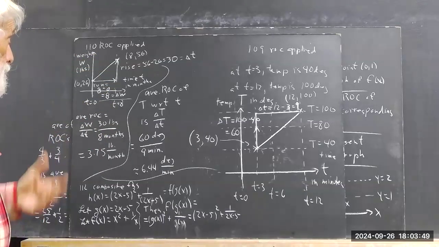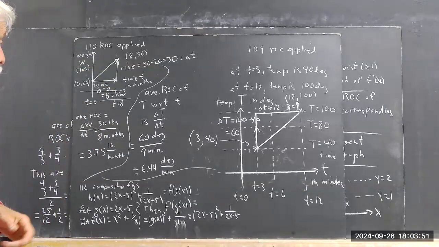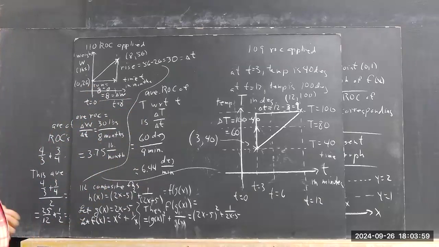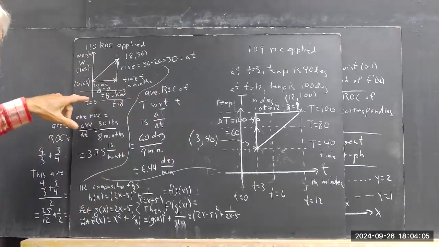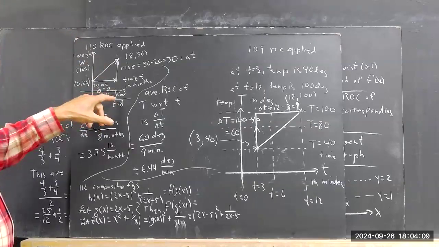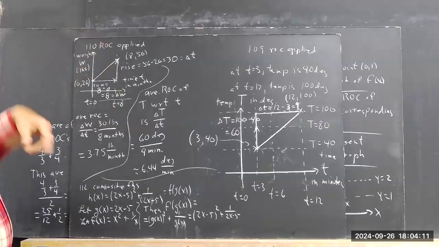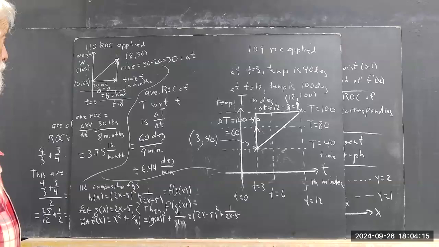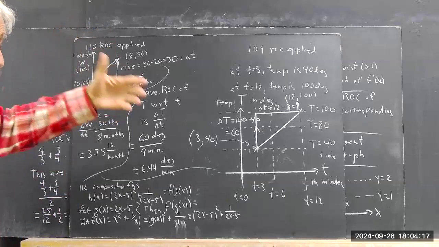Number 110, it's the same type of thing. You're given some creature, maybe a Thanksgiving turkey. Now Thanksgiving turkey will grow faster than this. I don't know what it is, but whatever it is, it starts out at 26 pounds at some time, and 8 months later, it's 56 pounds. That's the information you're given.